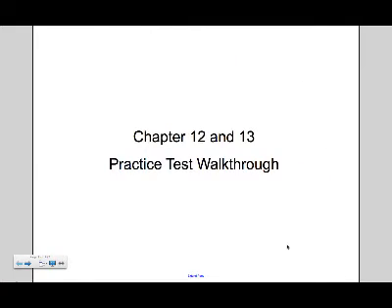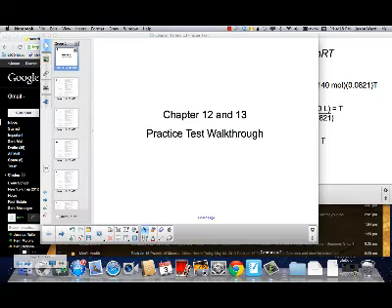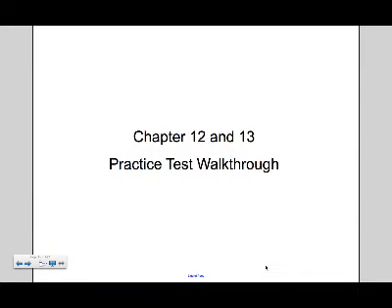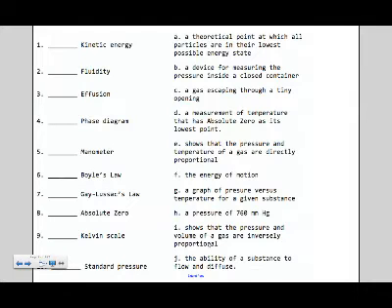This is the Chapter 12 and 13 practice test walkthrough. Alright, so the matching, I'm just going to move through these pretty quickly. Your definitions, vocabulary, you want to make sure you have all your vocabulary terms down.